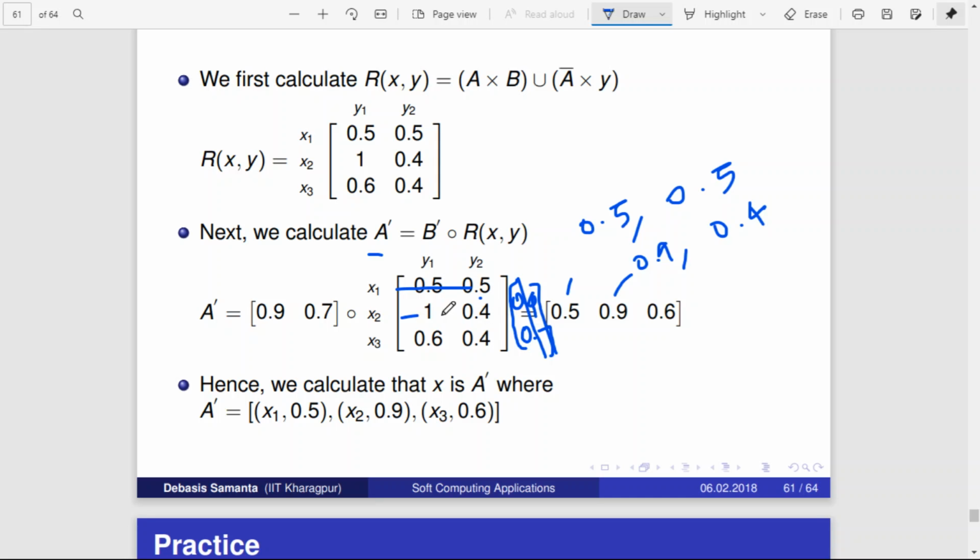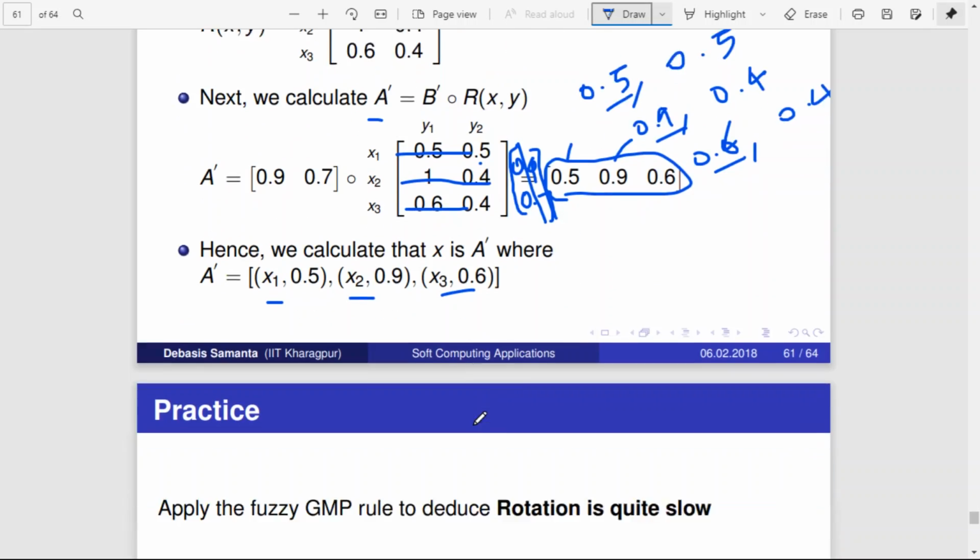Similarly for the third row, 0.6 and 0.9, the minimum is 0.6. 0.4 and 0.7, the minimum is 0.4. The maximum of this is 0.6. So here the maximum is 0.5, here 0.9, here 0.6. So we got this, right? These are the values corresponding to A dash: x1 0.5, x2 0.9, x3 0.6.